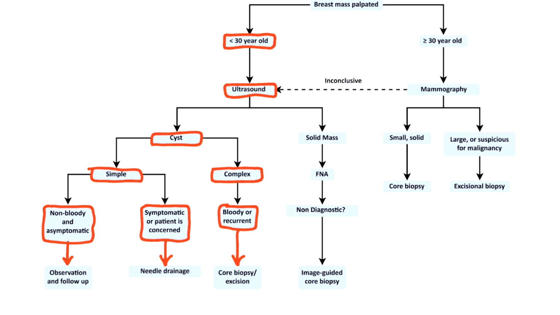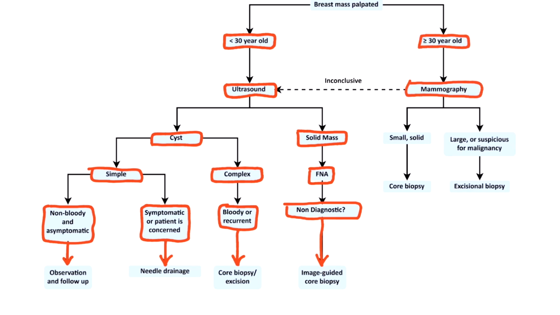If on ultrasound a solid mass is detected in a patient who is less than 30 years old, fine needle aspiration, FNA, should be performed. If FNA is non-diagnostic, an image-guided core biopsy can then be performed to confirm the diagnosis. In patients who are 30 or more, mammography can be performed. Core biopsy is performed on small solid masses, while large or suspicious masses need an excisional biopsy.